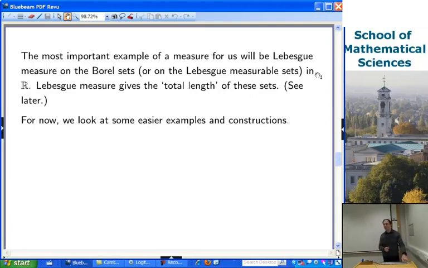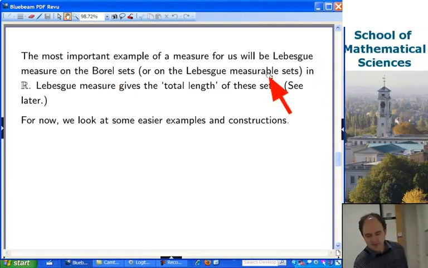They can go on to slightly more sets called the Lebesgue measurable sets. So that's why I say here we're going to define Lebesgue measure, which will be total length. It'll be on the Borel sets or the Lebesgue measurable sets.